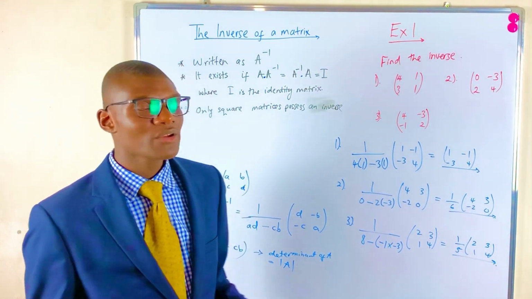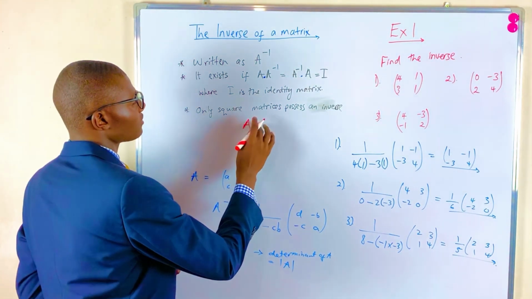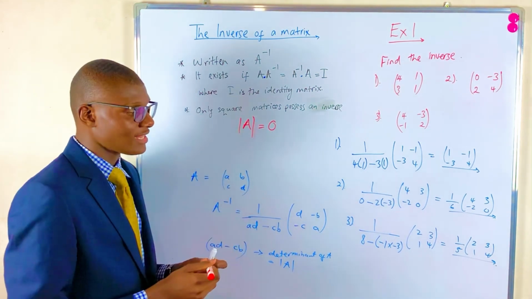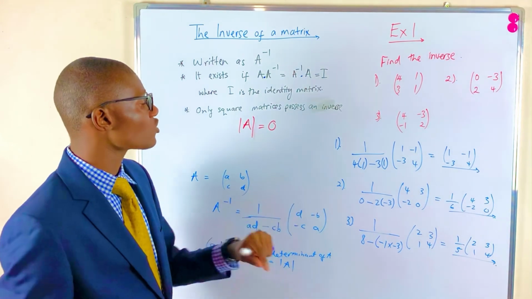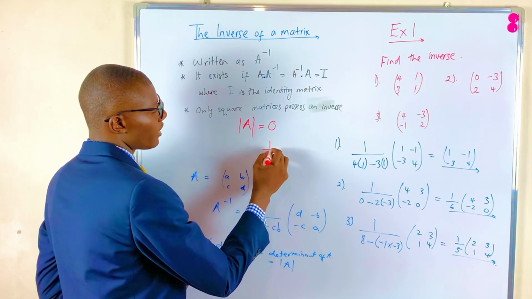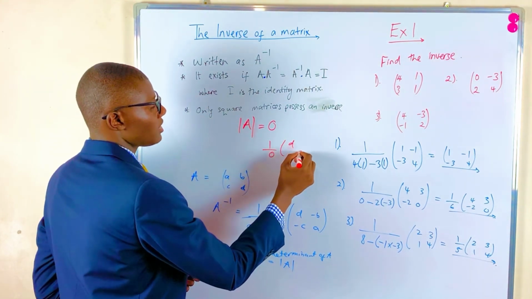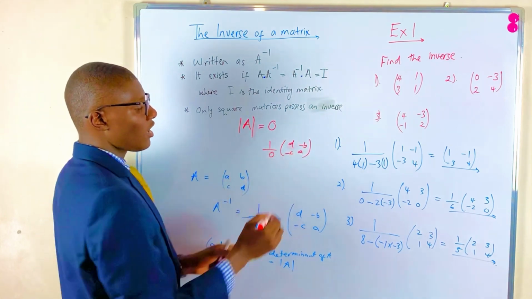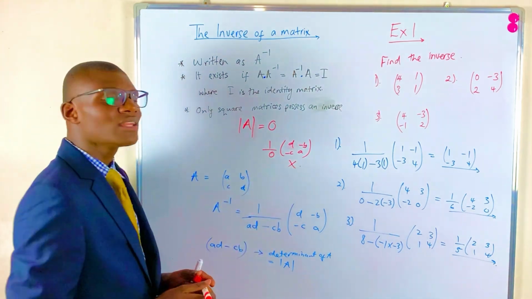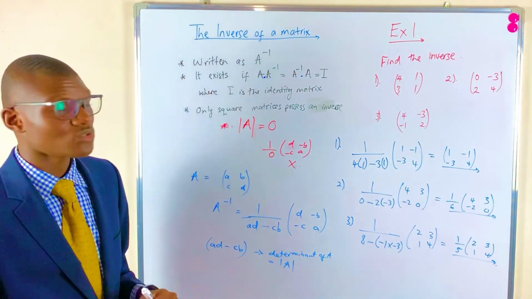And then something else that we have to know is that if the determinant of a matrix is equal to 0, then the inverse doesn't exist. Because we are talking about a situation whereby for this determinant we now have 1 over 0 of a matrix D, A, minus B, minus C. 1 over 0 doesn't mean anything. So here we see that the inverse doesn't exist only if the determinant is equal to 0.